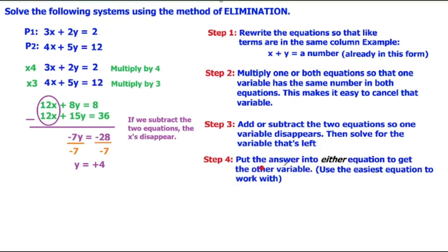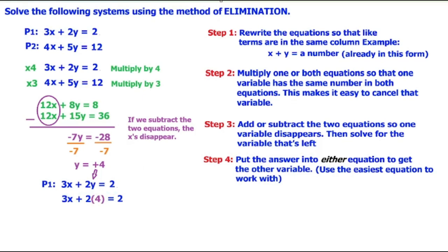Now, we can put this answer into either equation to get the other variable. And usually we try to use the easiest equation to work with to do that, okay? So you have to look to see which one you want to put it in. So equation 1 looks like the easiest. We just have to multiply the 4 by 2, okay? So we just put a 4 in here, and then we get 3x plus 2 times 4 equals 2.